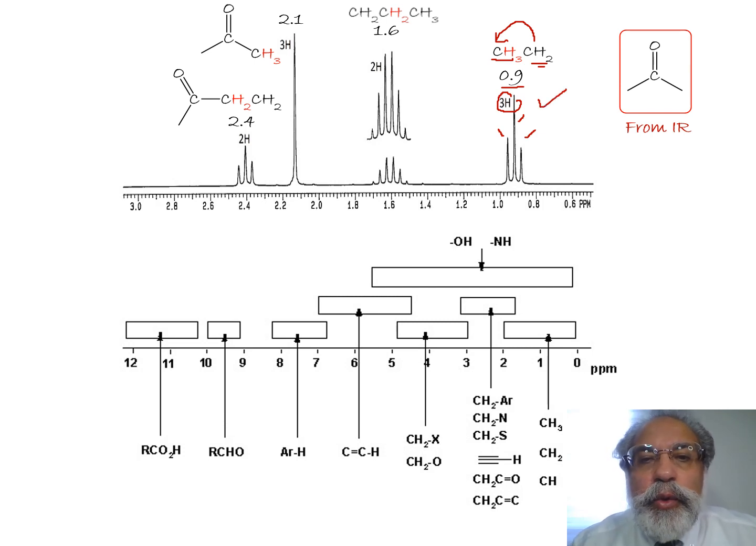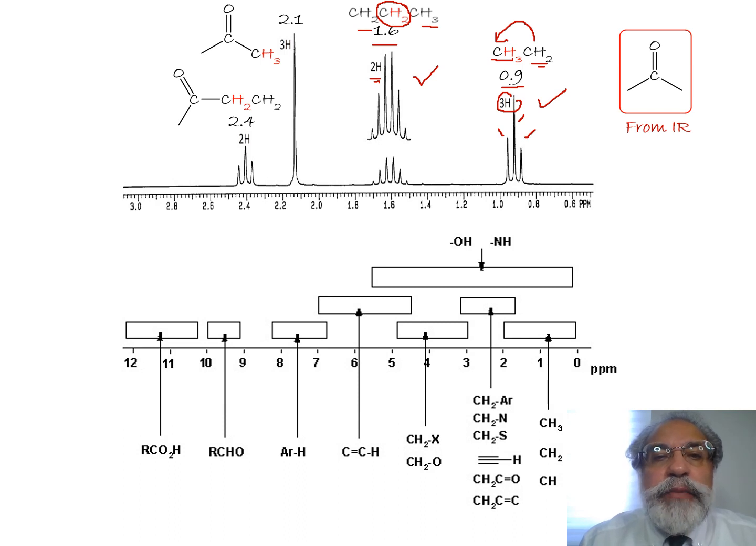Now we have at 1.6, 2 protons: 1, 2, 3, 4, 5, 6. That's a sextet. It means that we have CH2 adjacent to CH3 and CH2. They are 5 hydrogens, and 5 plus 1 is 6. Okay.